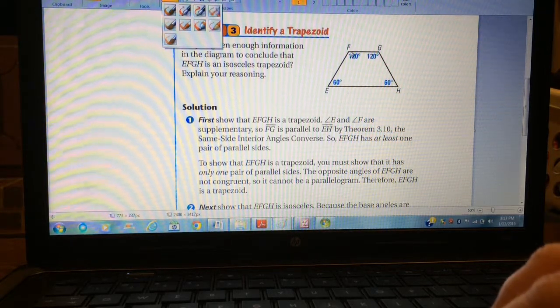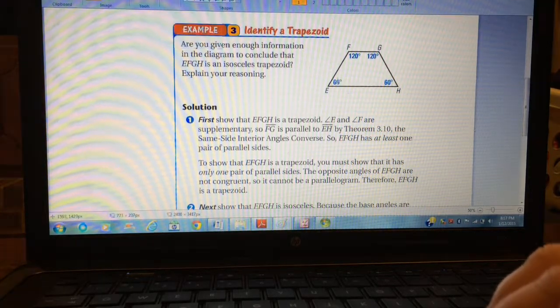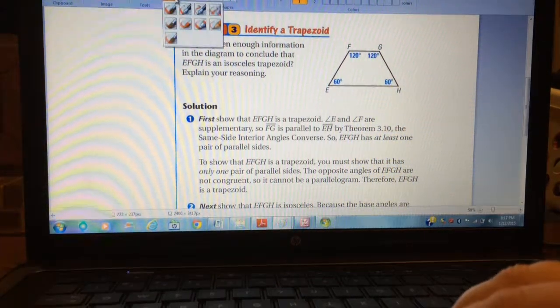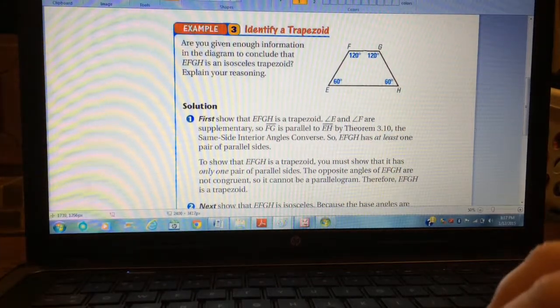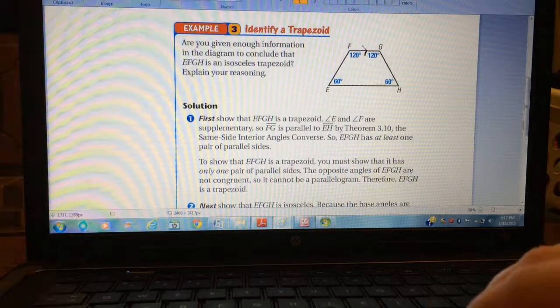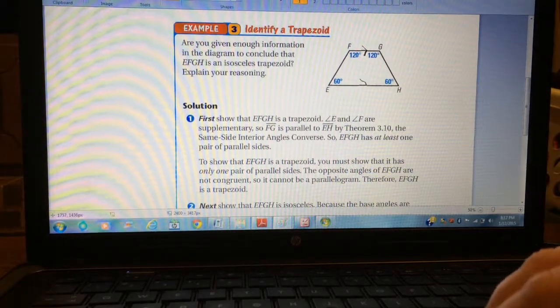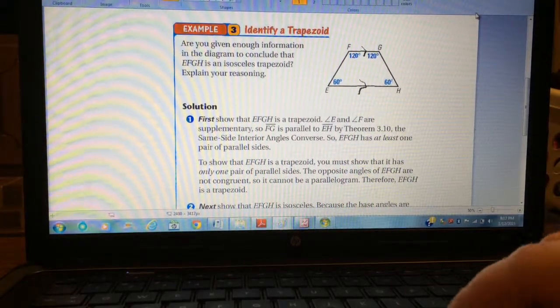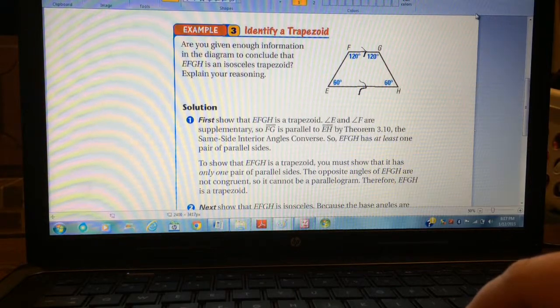And that's what we see here. 120 plus 60 is 180, making FG parallel to EH. That's ugly, I'm sorry. So we know that it is a trapezoid.